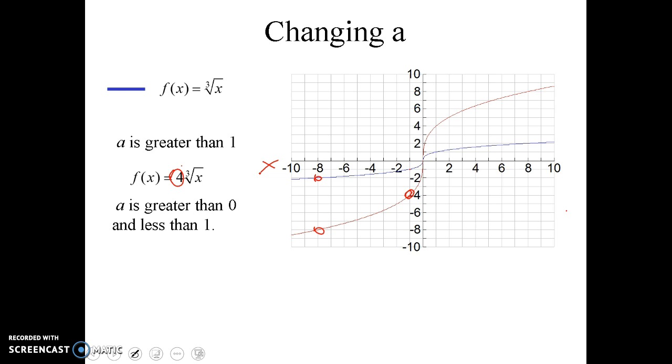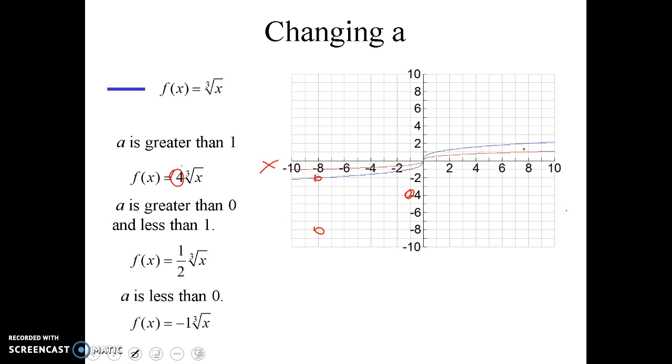And then, as you might guess, if the a value is smaller than 1, then instead of getting bigger, it's going to get smaller. Instead of going over 1 and up 1, it's going to go over 1 and up a half. Instead of going over 8 and up 2, it's going to go over 8 and up half of that, which is just up 1.